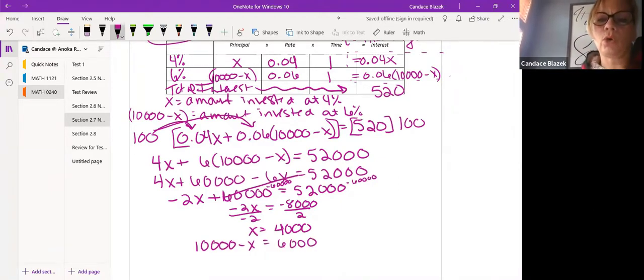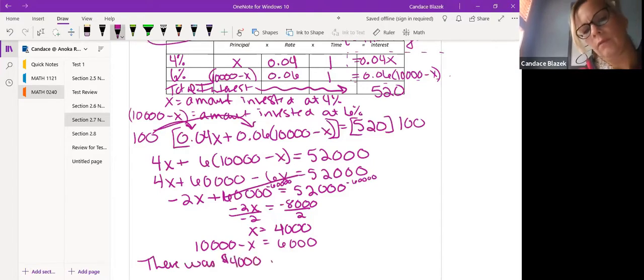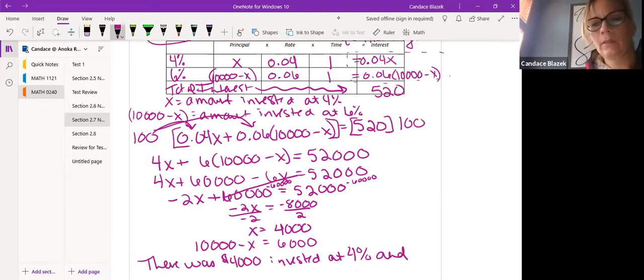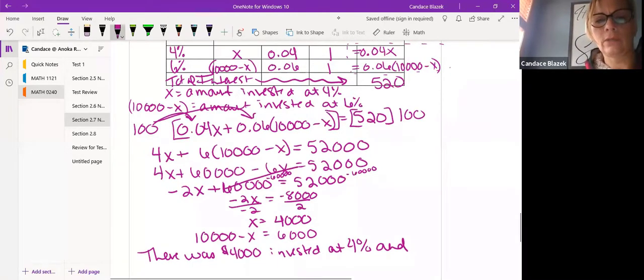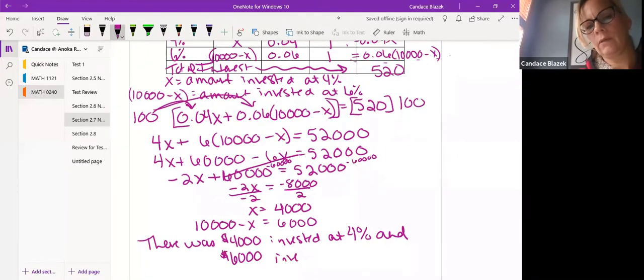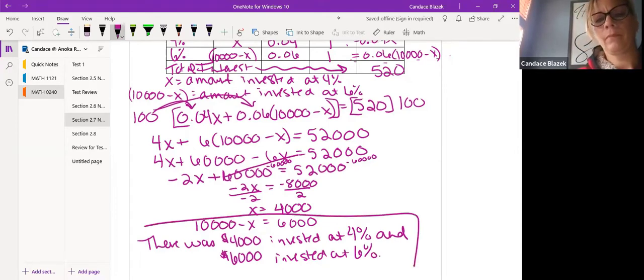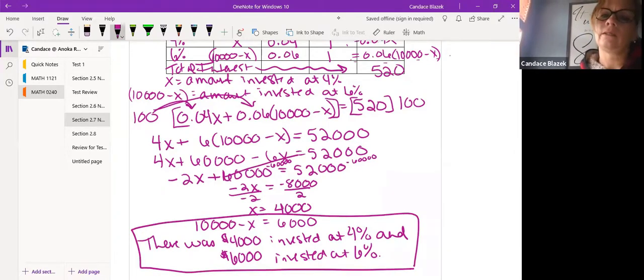Now we need to put this into words. X represented the amount invested at 4%. So we can say there was $4,000 invested at 4% and $6,000 invested at 6%. And that is our answer.